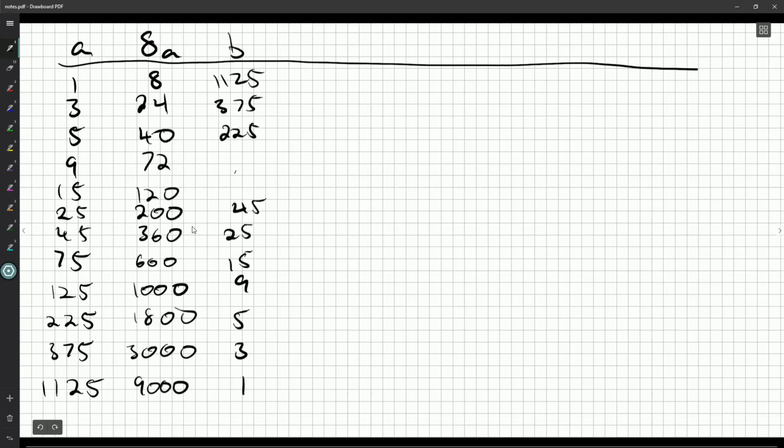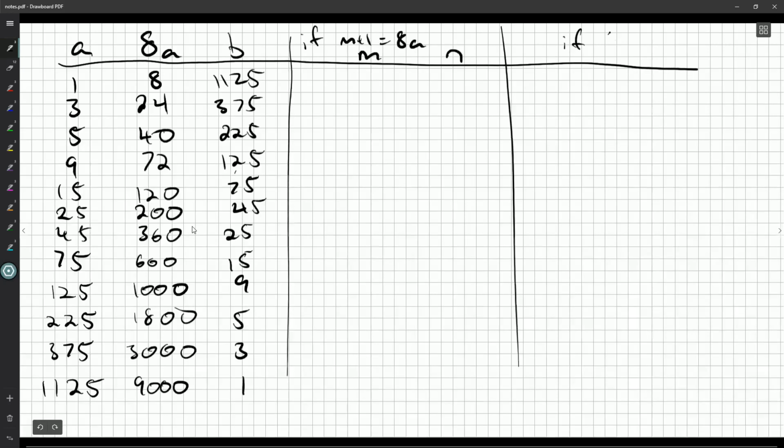So 45, 75, and 125. Alright, now, if m plus 1 is 8a, then m is equal to, and then n is equal to, so m and n would be, but what if m plus 1 is equal to b, then what is m and n? So m would have to be 100, just subtract 1 from b. 374, 224, 124, 74, 44. M would have to be 0 down here. 2, 4, 8.